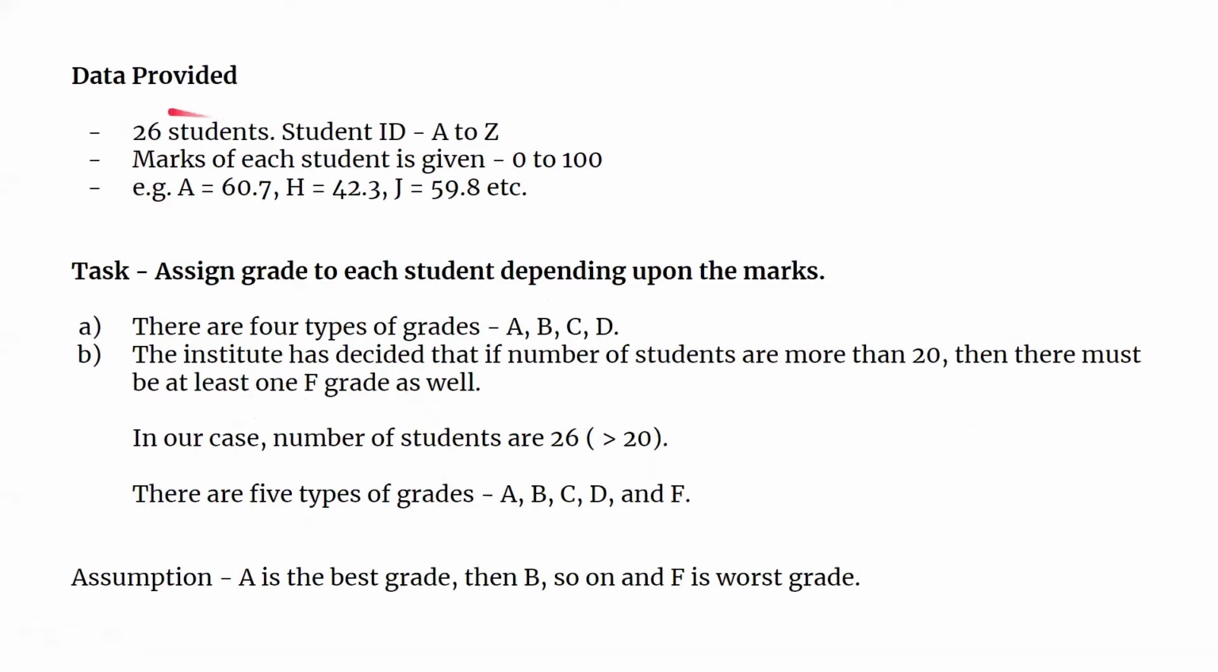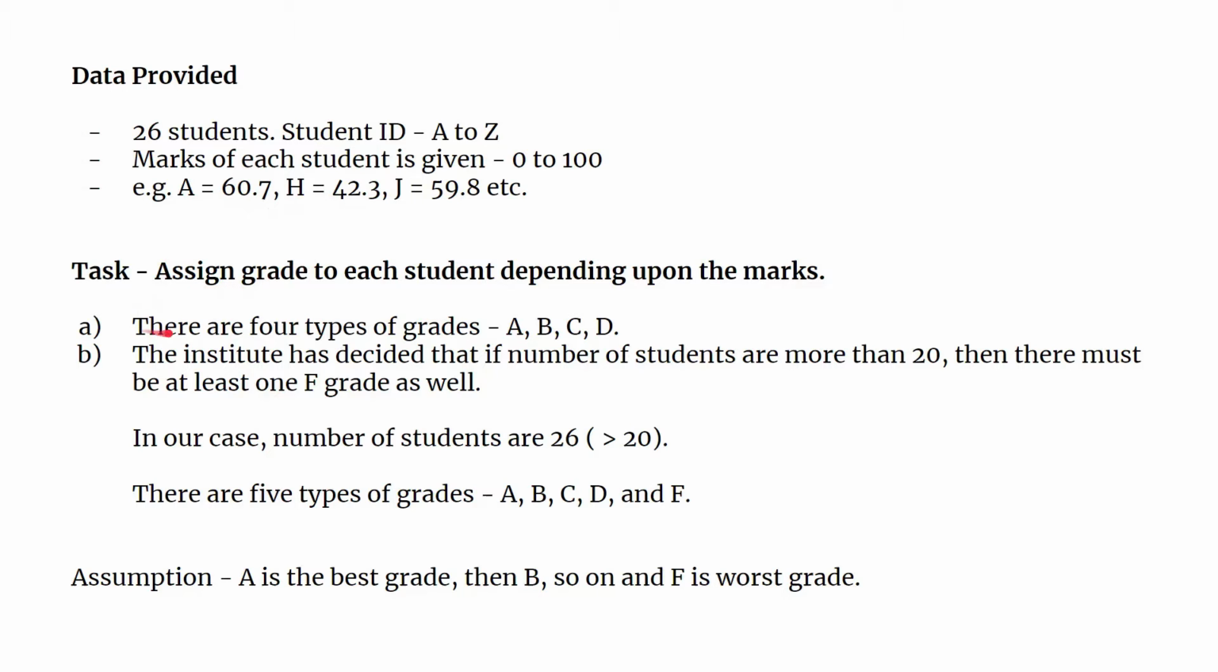We are provided with the data of 26 students and each student has a unique ID from A to Z. We are also given marks of each student, which lies in the range from 0 to 100. For example, the marks of student A is 60.7, marks of student H is 42.3 and so on. The task is we need to assign grades to these students depending upon the marks that they have obtained.